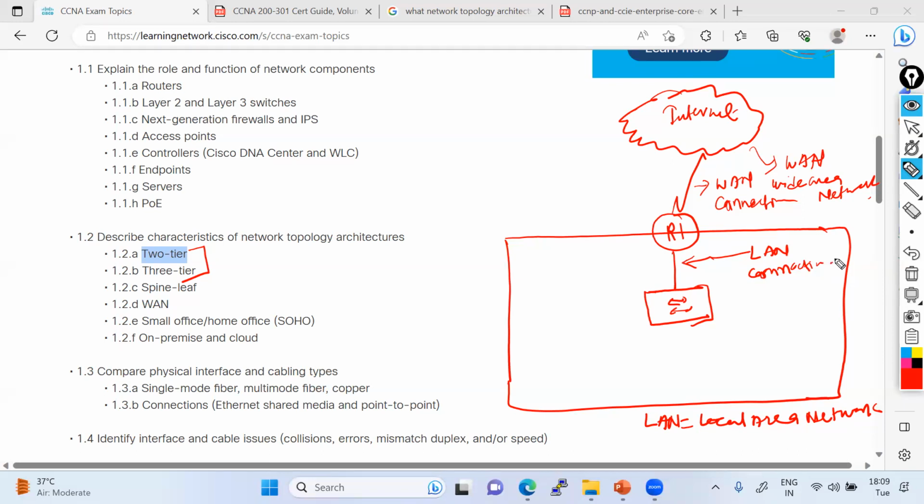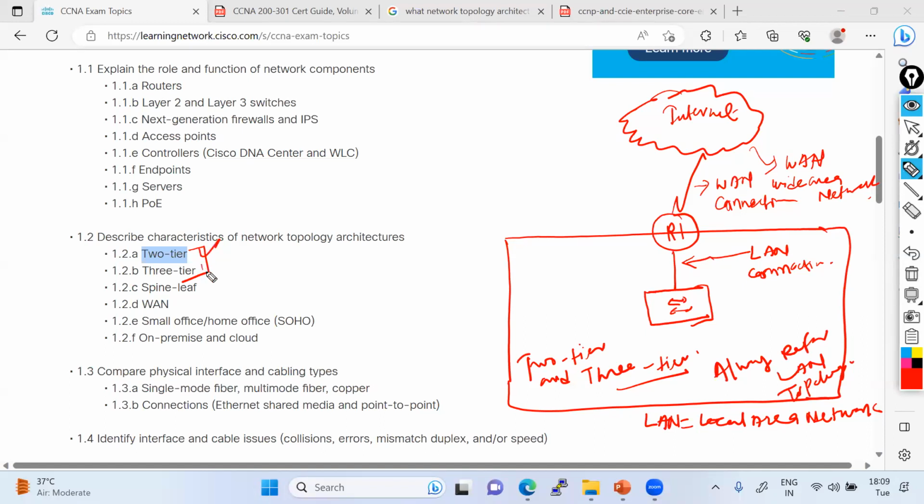So if I'm going to use two tier or three tier, these two tier and three tier always refer to LAN topology. It means it is not related to WAN. First thing, we just have to be clear.